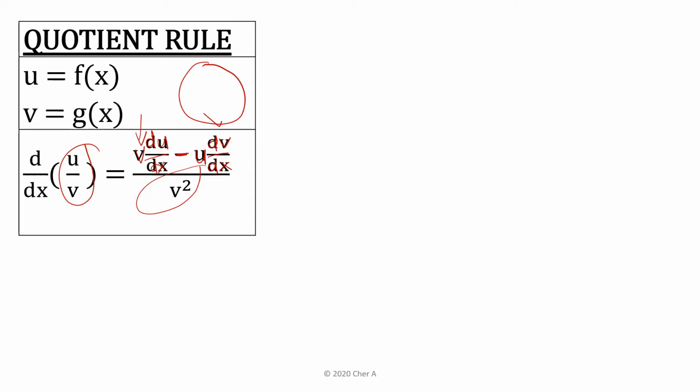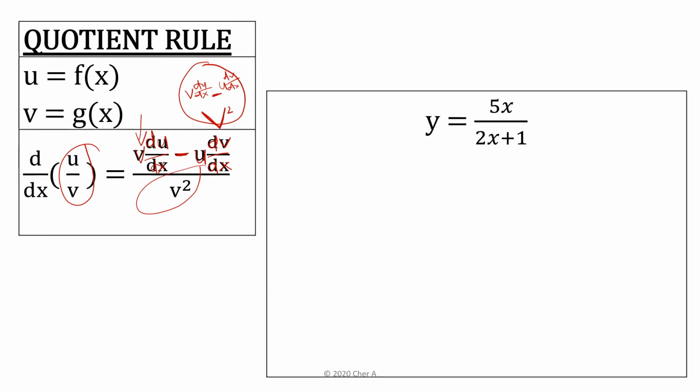So v squared here is a chin with a mole. V du dx will be the very pretty eyes, minus u dv dx. Don't you think it looks like a face? Okay. So let's look at the function and let's try to crack this with the quotient rule.